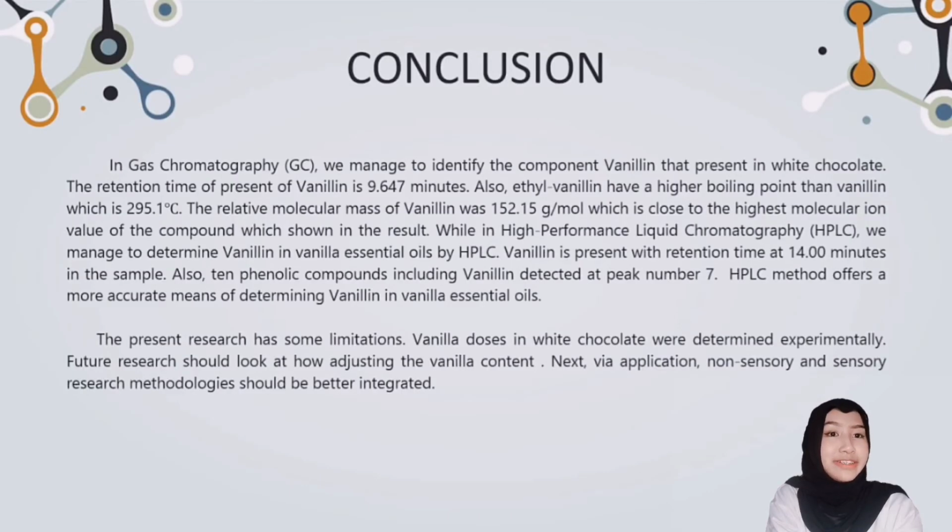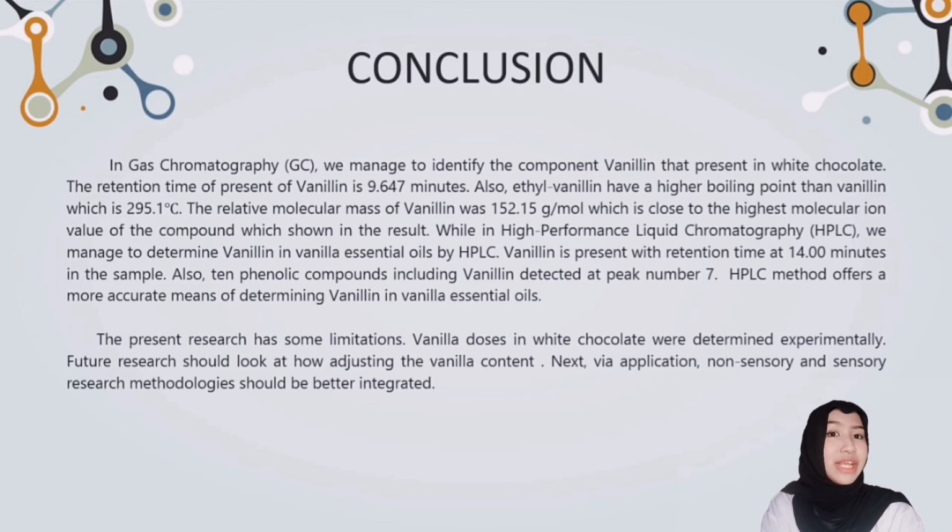Conclusion. In gas chromatography, we managed to identify the component vanillin present in white chocolate. The retention time of vanillin is 9.647 minutes. Also, ethyl vanillin has a higher boiling point than vanillin, which is 295.1 degrees Celsius. The relative molecular mass of vanillin was 152.15 gram per mole, which is close to the highest molecular ion value of the component we showed in the result.